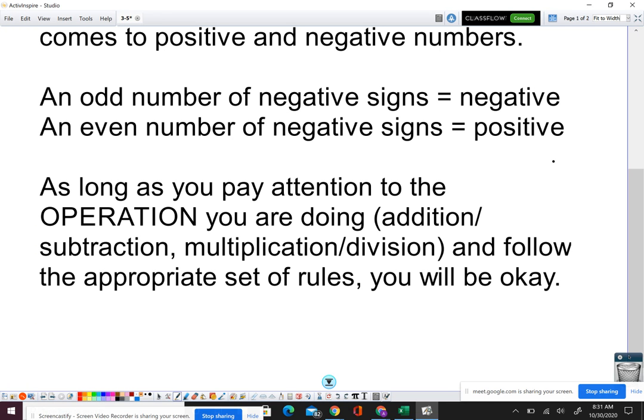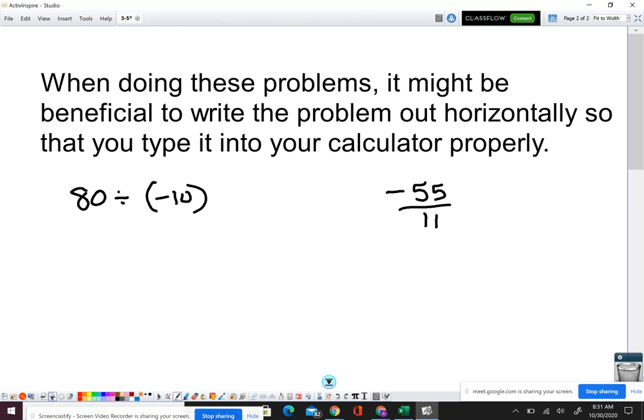And I can't stress this enough, as long as you pay attention to the operation, is it addition or subtraction, multiplication or division, that's what I mean by operation, and you're doing the appropriate set of rules, you'll be okay. The problem is that you will forget what you're doing and you'll apply the wrong rules to the wrong operation. So when you're doing these problems, it might be beneficial to write the problem out horizontally so that you can type it into your calculator properly.